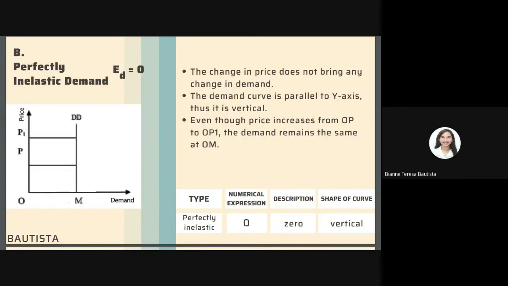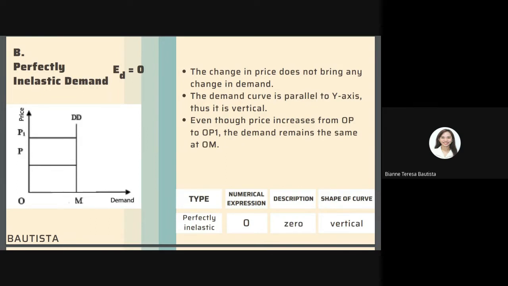When a change in price of a product does not bring any change in the quantity demanded, the demand is called perfectly inelastic demand. In this case, the elasticity of demand is zero. Graphically, the perfectly inelastic demand curve labeled as DD is represented as a vertical straight line parallel to the y-axis.